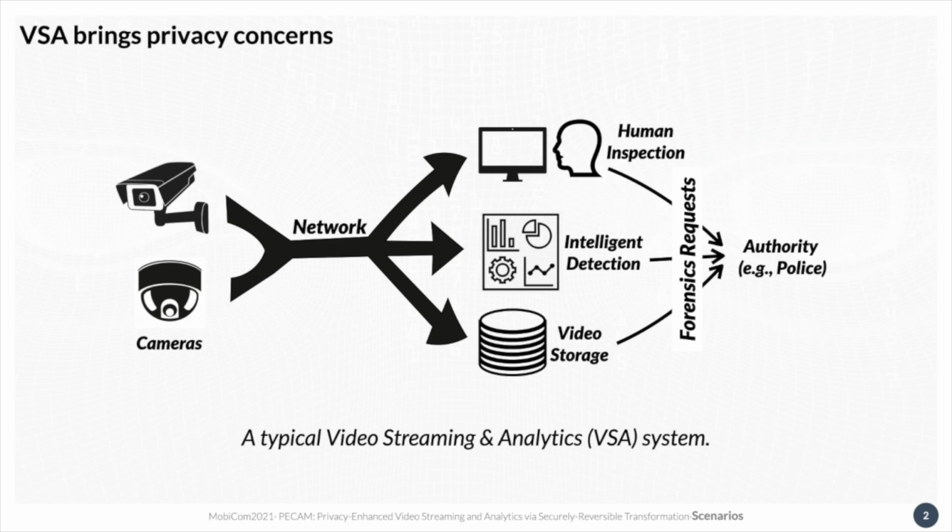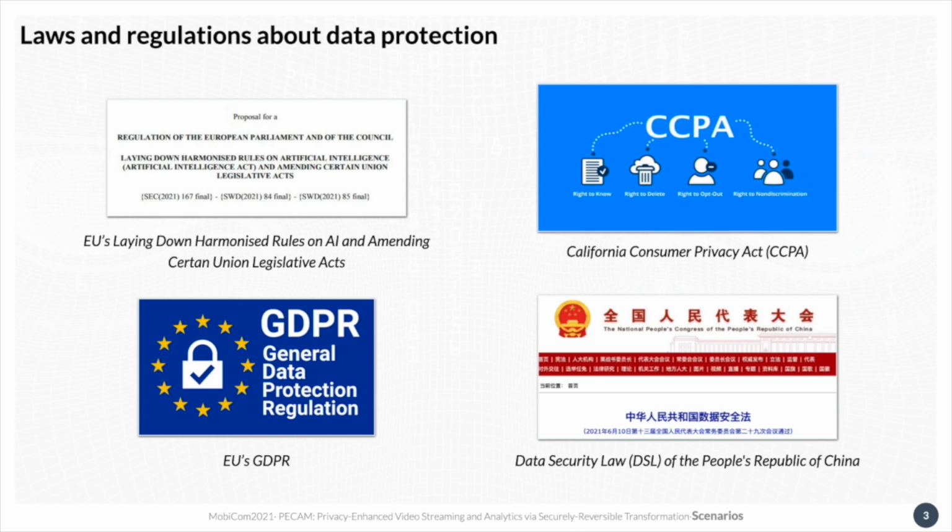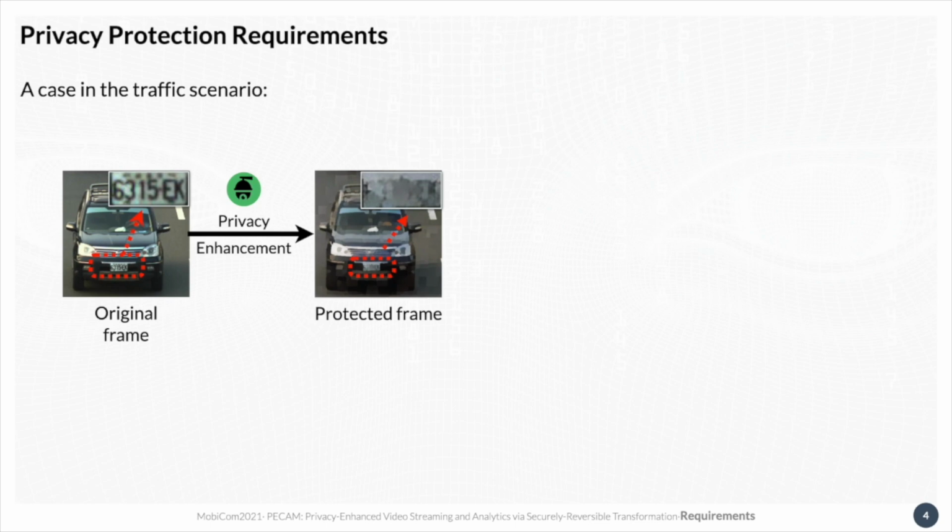But the convenience of ubiquitous video surveillance systems has also raised privacy concerns. In recent years, governments and institutions around the world have been introducing laws and regulations to regulate and protect the privacy and security of user data. The goal of our work is to improve the privacy of user data in the video streaming and analysis system.